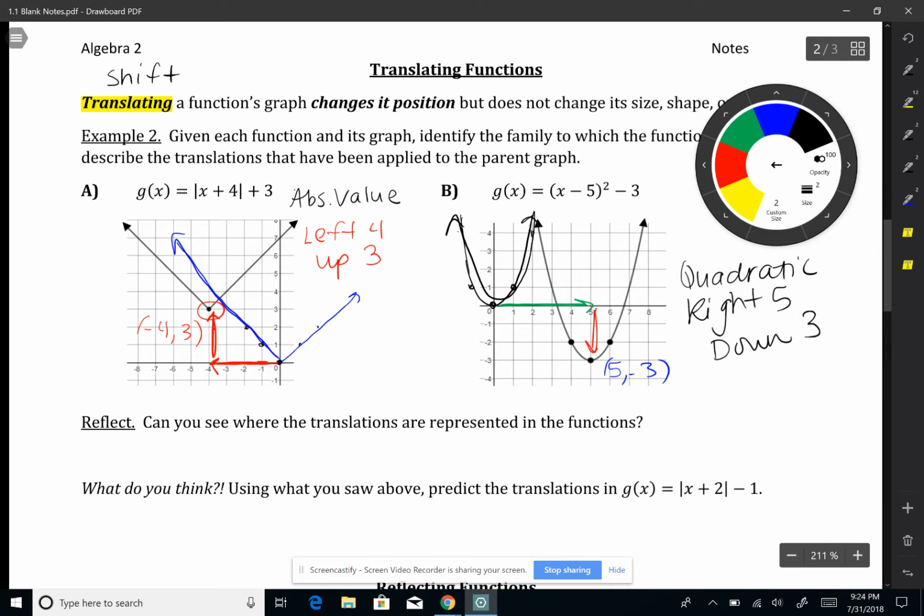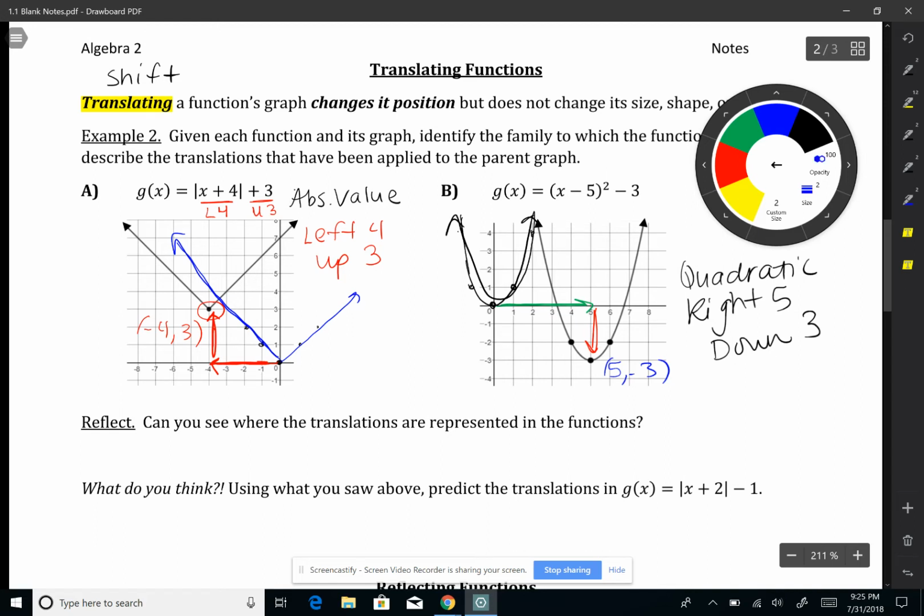Okay, we have a reflect here. It says, can you see where the translations are represented in the function? So I kind of talked about this when we weren't in the two examples above. Do we see these numbers in the function, and do we see any patterns? So if I look at letter A, my left 4, I'm assuming came from right here, this x plus 4. So let's see, maybe this was my left 4. And then my up 3, must have come from this plus 3 at the end, up 3.